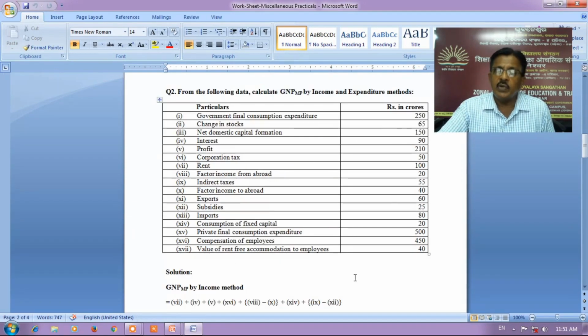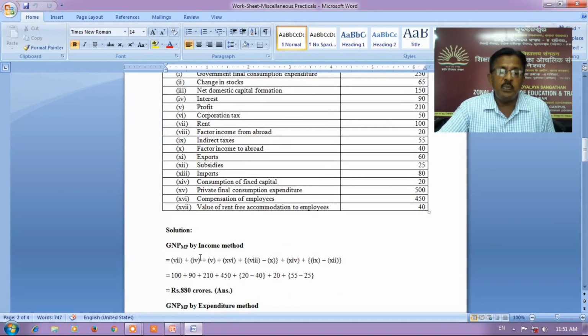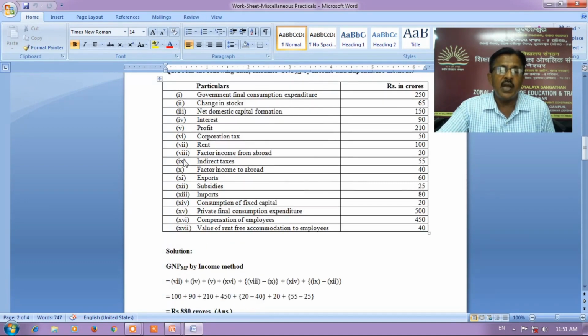So values are given in rupees crore. So here GNP by income method, GNP at market price. So what is item number 7? Item number 7 is rent. Item number 4 is what? Item number 5 is profit. Item number 16 is what? Item number 16 is compensation of employees.